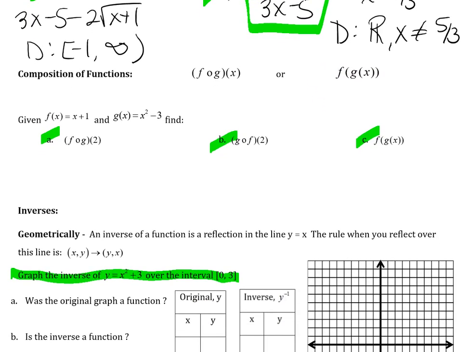This is kind of new for us. It's always read backwards. Nested notation, same idea, read backwards. You'll do whatever's inside the parentheses first or whatever's furthest to the right first.